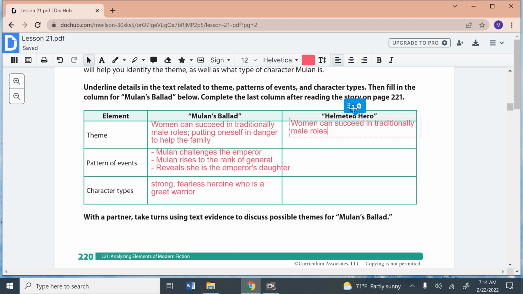Now, Julia does not put herself in danger, so that is not in order to help her family, so that would not be a similar theme. But we do see that they do share one theme.